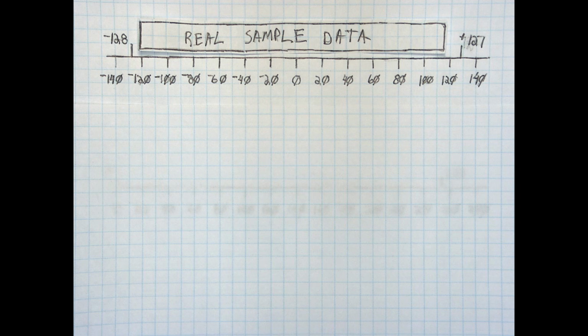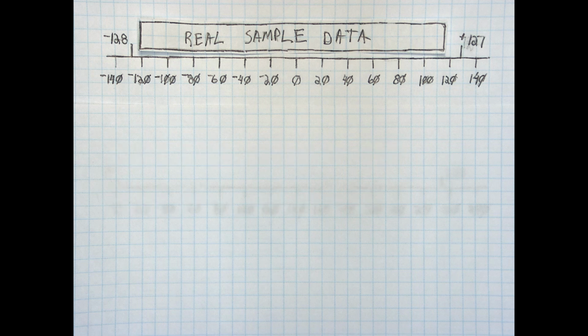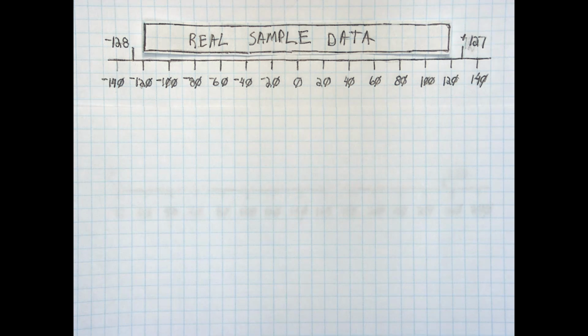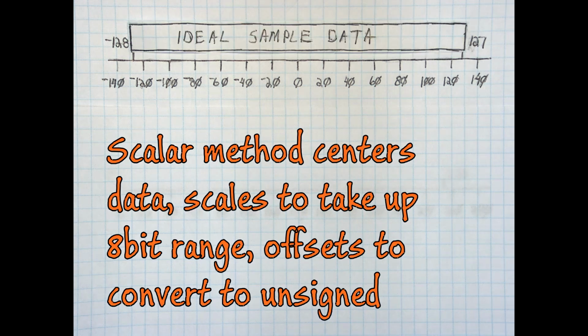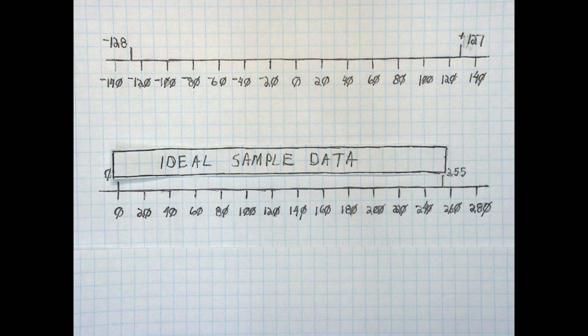However, our sample data may not be centered exactly around 0, and it may not be taking up the entire +127 to -128 range, even though we normalized it in Audacity. For example, we might have maximum and minimum values of 111 and -113. What I did was to first calculate a value that would center the data about 0. Then it was scaled to take up the entire +127 to -128 range, and finally, we add 128 to make all the values positive. This should result in all values being between 0 and 255. The exact reasoning behind my taking this approach now escapes me.